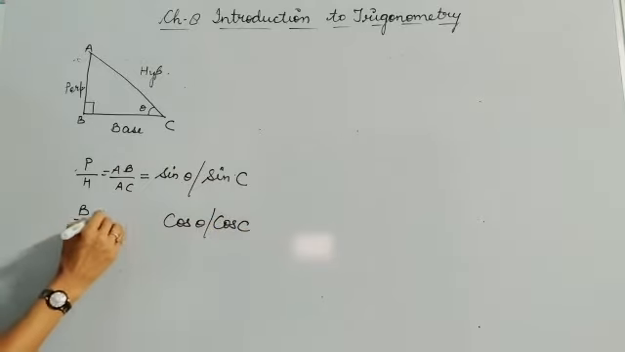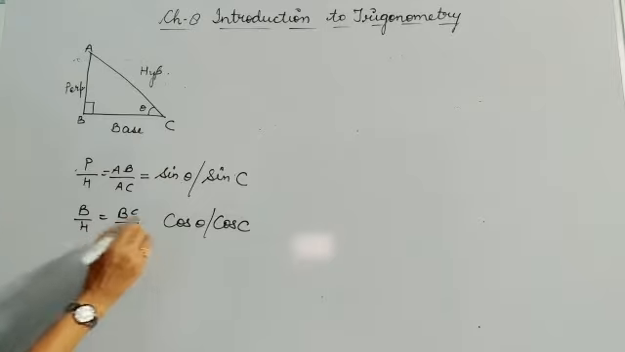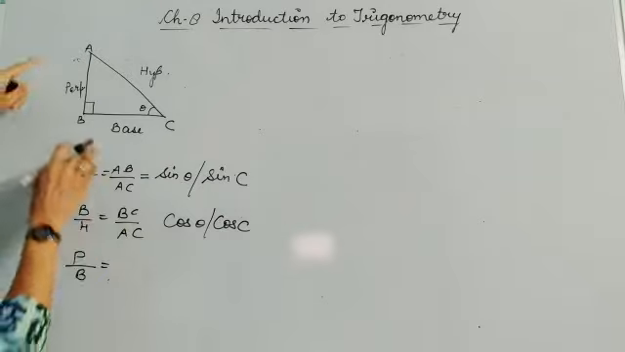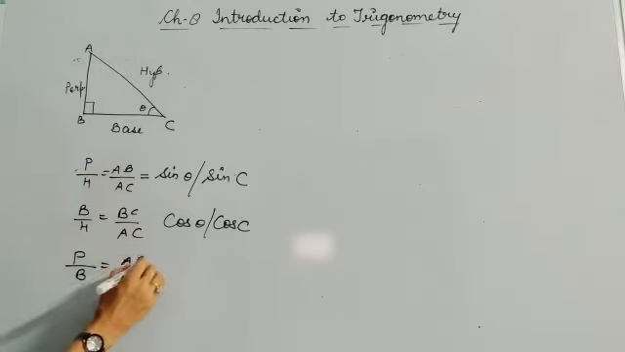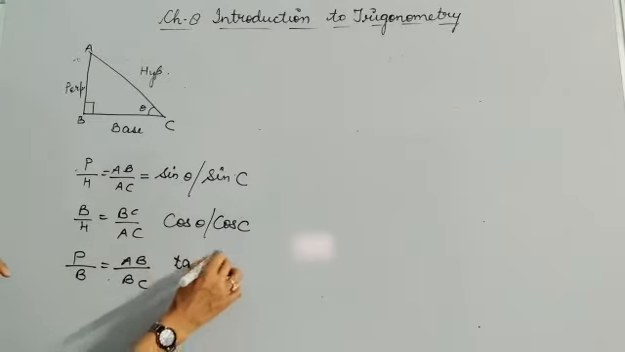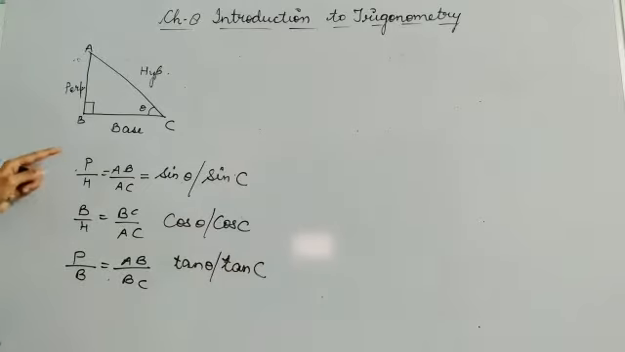If I want cos theta or cos C, then I can write it as B by H, that is BC by AC. Base is BC, H is AC. If it is tan theta, then I write perpendicular, that is AB, and base BC, which is your tan theta. There is a very simple way to remember it, and that is Pandit Badri Prasad Har Har Bole. This way you can remember.